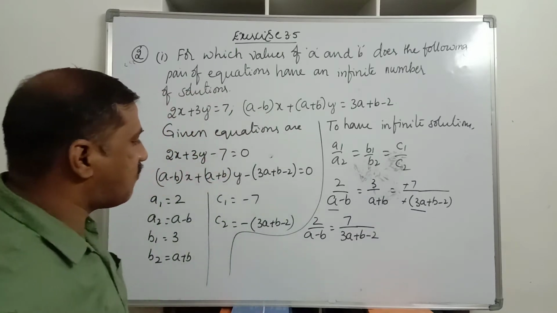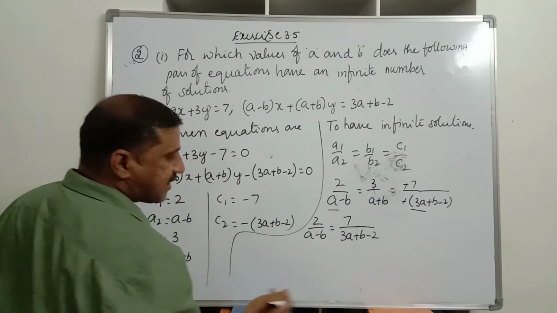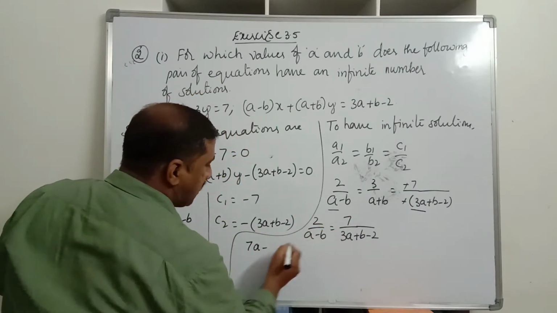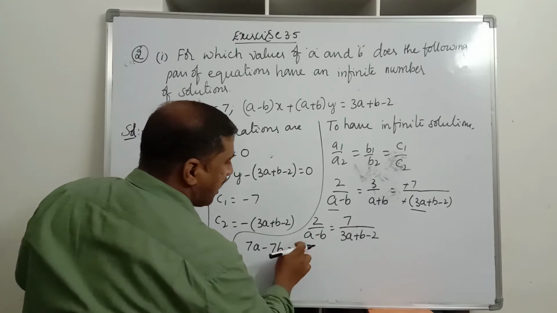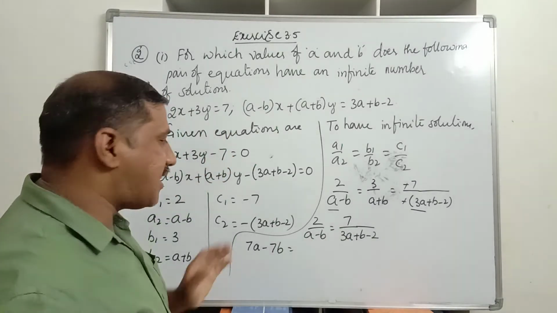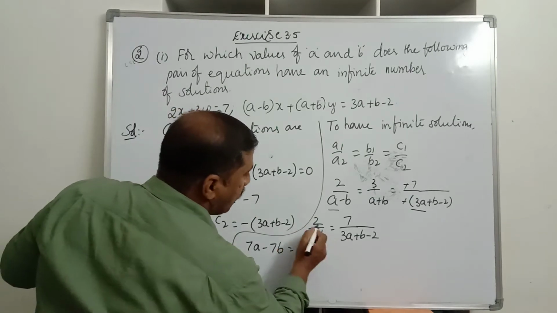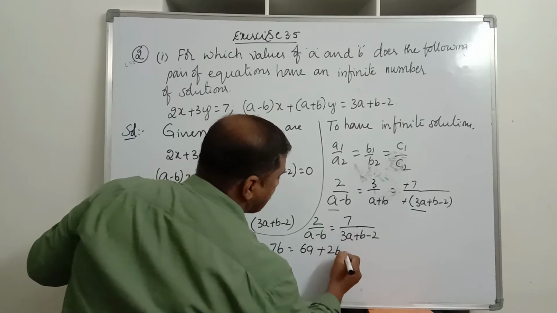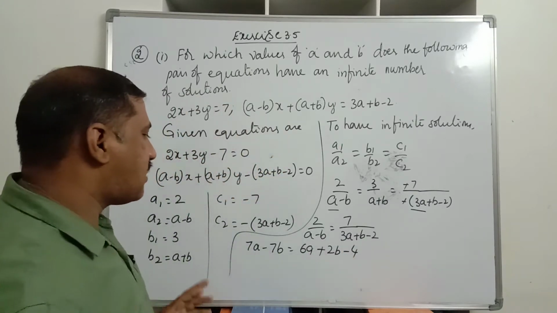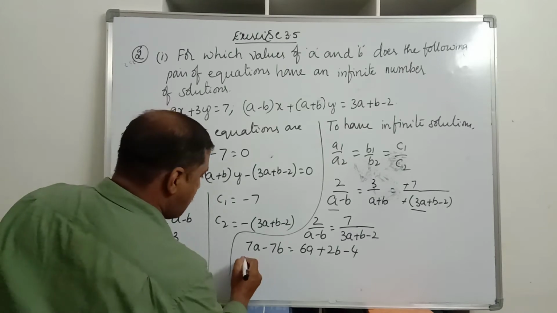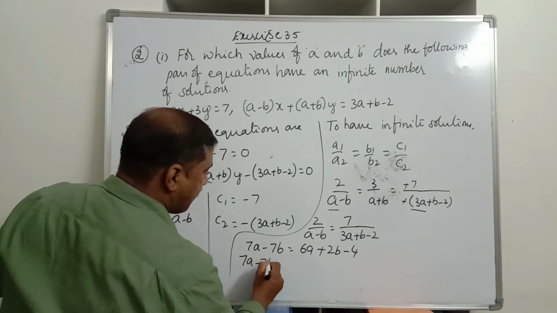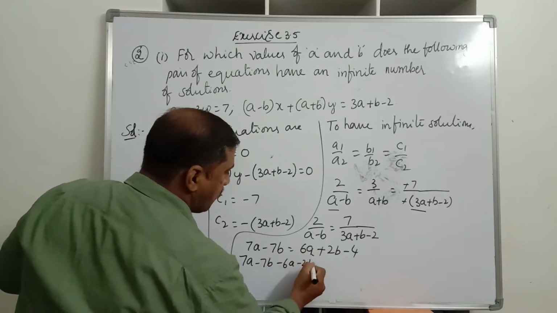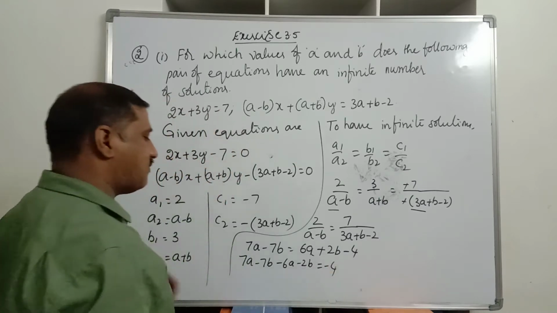By cross multiplication, what do we get? 7 into a is 7a, 7 into minus b is minus 7b, that is 7a minus 7b, is equal to 2 into 3a, which is 6a, plus 2 into b, 2b, plus 2 into minus 2, which is minus 4. Now bring all the variables to one side: 7a minus 7b, and transpose 6a to the other side to become minus 6a, minus 2b, is equal to minus 4.